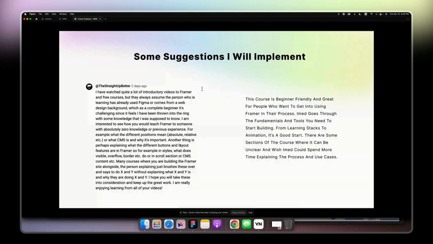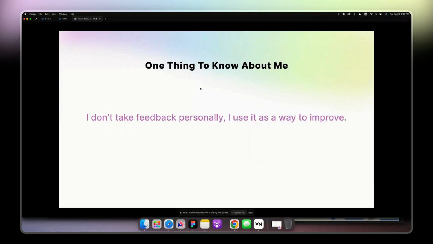Okay, so you can pause, read, but I'm gonna actually implement those suggestions into my course. I'm not just saying I'm taking them into consideration. I'm going to implement them. Okay. And this one here is testimonials and feedback from Danny. So just like another one you can pause to read. And then to finish up, one thing to know about me is I don't take feedback personally. I use it as a way to improve.